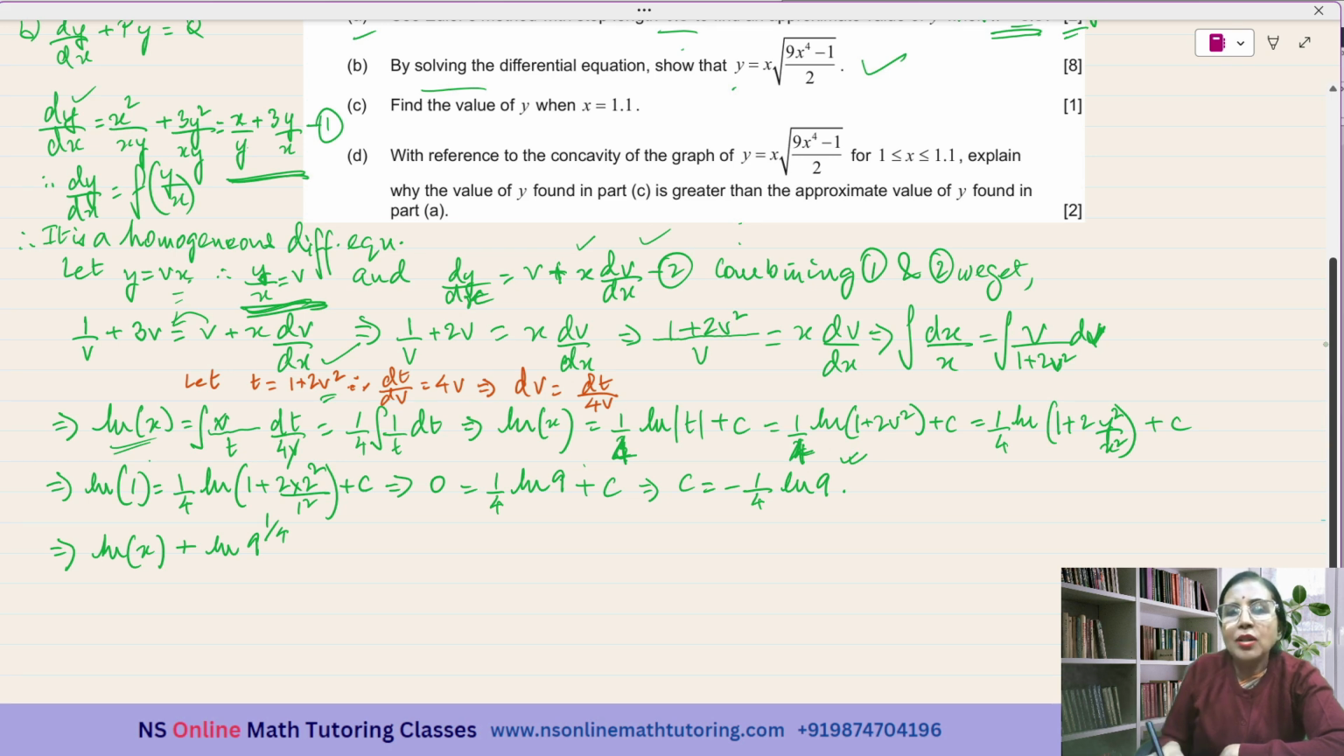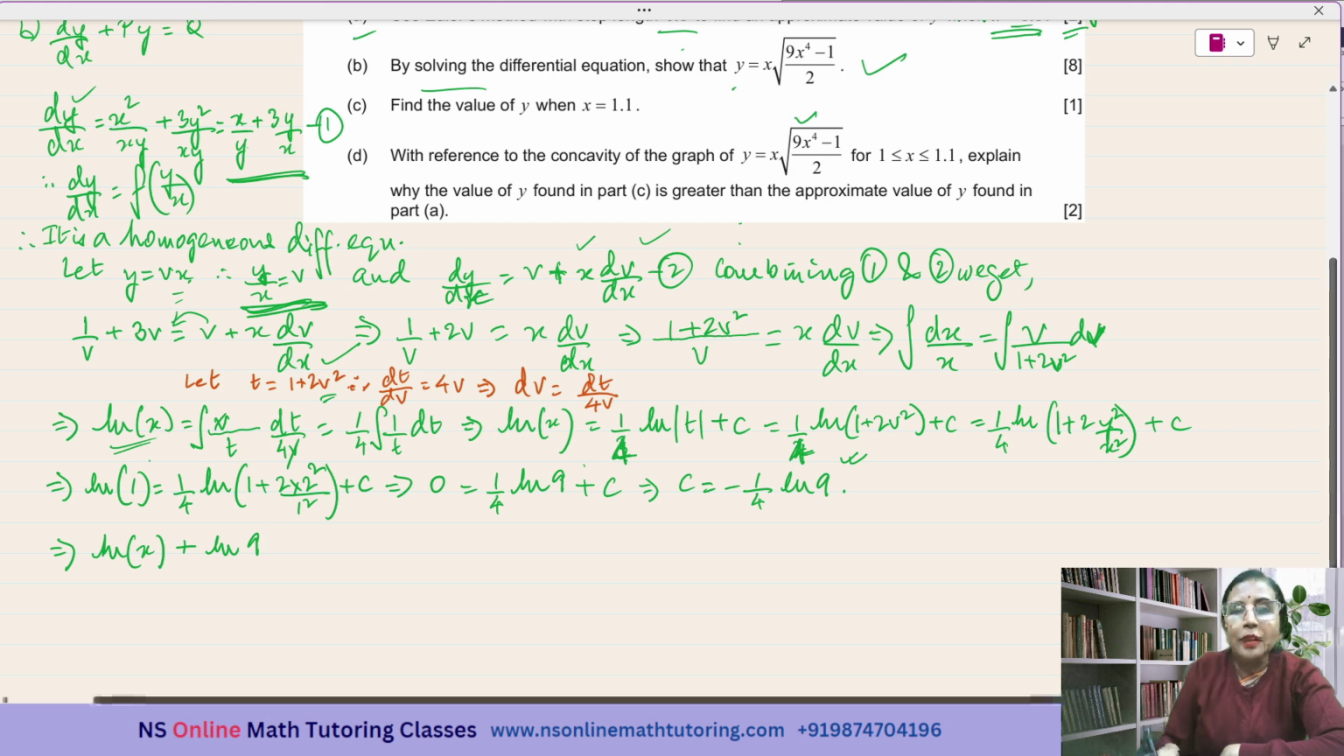No, I'm not having 9 to the power of 1/4. So let me do one thing. Let me not take 9 to the power of 1/4. Let me keep the 1/4 in front, because I have to come to this form. So I don't want to have 9 to the power of 1/4. Let me keep this as it is.